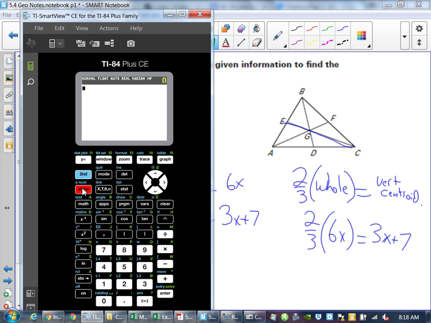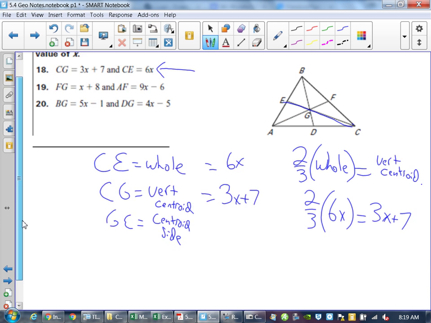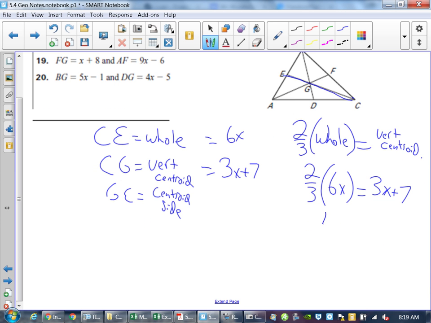So if I do 2/3, and all I have to do now is times 6. It tells me what it is. 2/3 of 6 is 4. So 2/3 of 6x is 4x. There you go. So now you get the problem, 4x equals 3x plus 7. What's x? There you go.